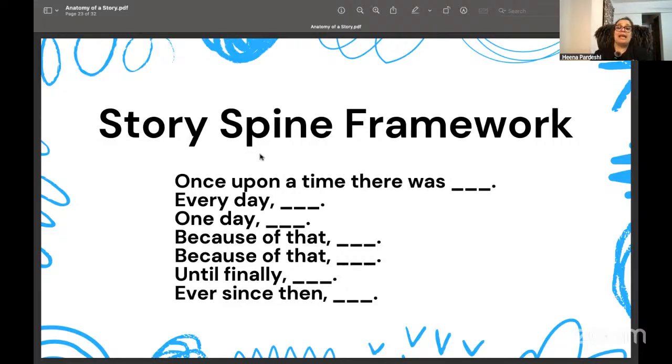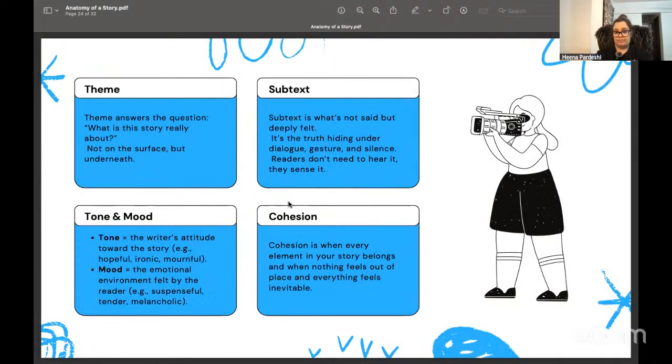Now, let's again talk about theme. These are basically the four components that add to the spine of the novel: theme, subtext, tone and mood, and cohesion. Let's quickly look at all of them.